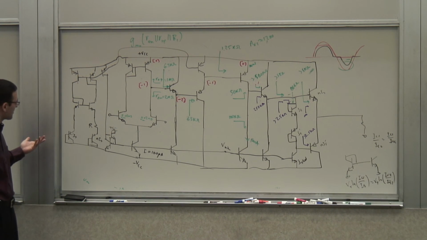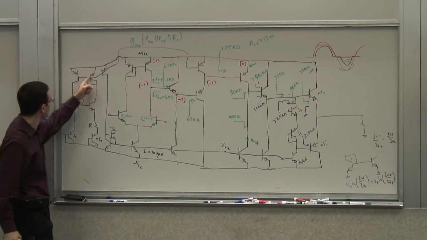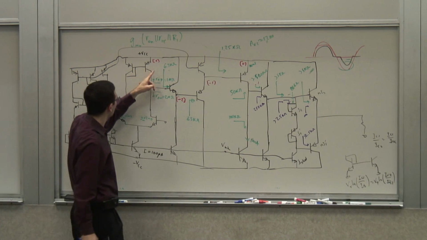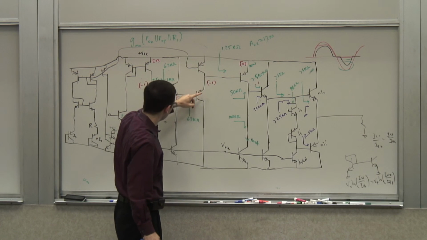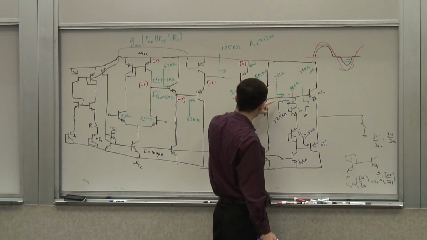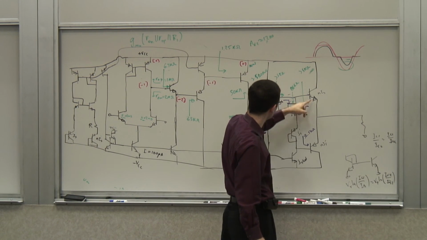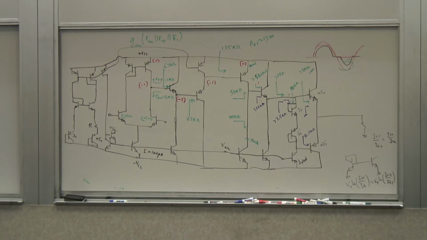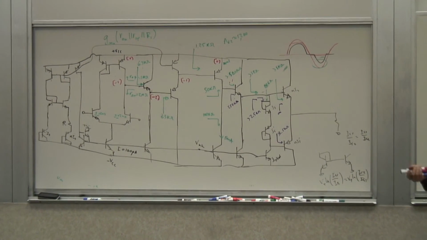So let's see how many transistors I have here. 1, 2, 3, 4, 5, 6, 7, 8, 9, 10, 11, 12, 13, 14, 15, 16, 17, 18, 19, 20, 21, 22, 23, 24, 25, 26, 27. I have 27 transistors in this op-amp. But you should be able to tell what each one of them does, basically. We built it up from the ground up, right?